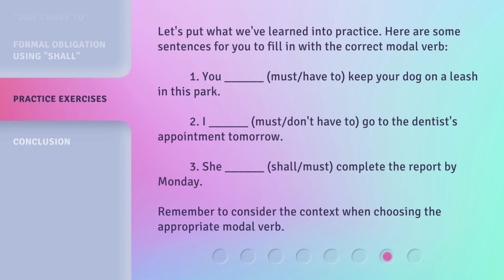Let's put what we've learned into practice. Here are some sentences for you to fill in with the correct modal verb. 1. You blank, must or have to, keep your dog on a leash in this park. 2. I blank, must or don't have to, go to the dentist's appointment tomorrow. 3. She blank, shall or must, complete the report by Monday. Remember to consider the context when choosing the appropriate modal verb.